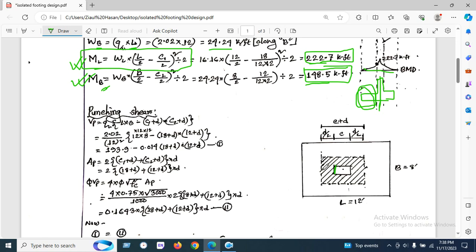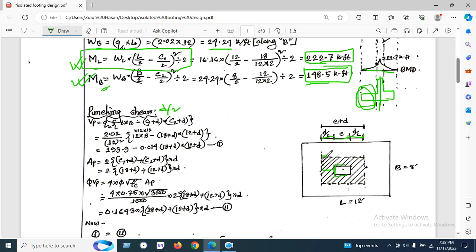It will occur at d by 2 distance. Punching shear will occur at d by 2 distance. Here is the column face, and the d by 2 is here. Okay, so we can see the column, and d by 2 distance on the left side, and on the other side, in the same way, we have taken d by 2 distance.